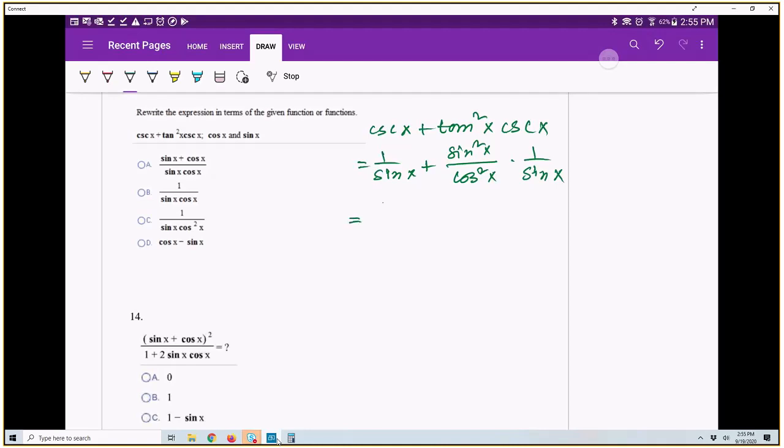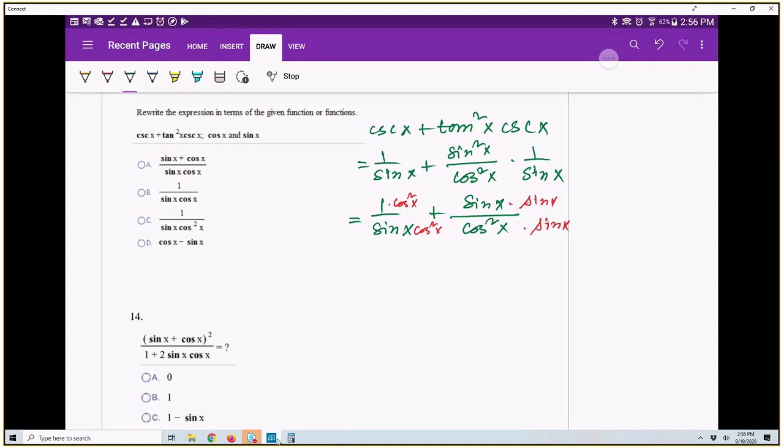So you get 1 over sine x plus, so one of the sine square is going to cancel, and I will get sine x over cosine square x. Now it is time to find the common denominator. So I multiply the first fraction by cosine square x on top and bottom. And the second fraction should be multiplied by sine x on top and bottom.